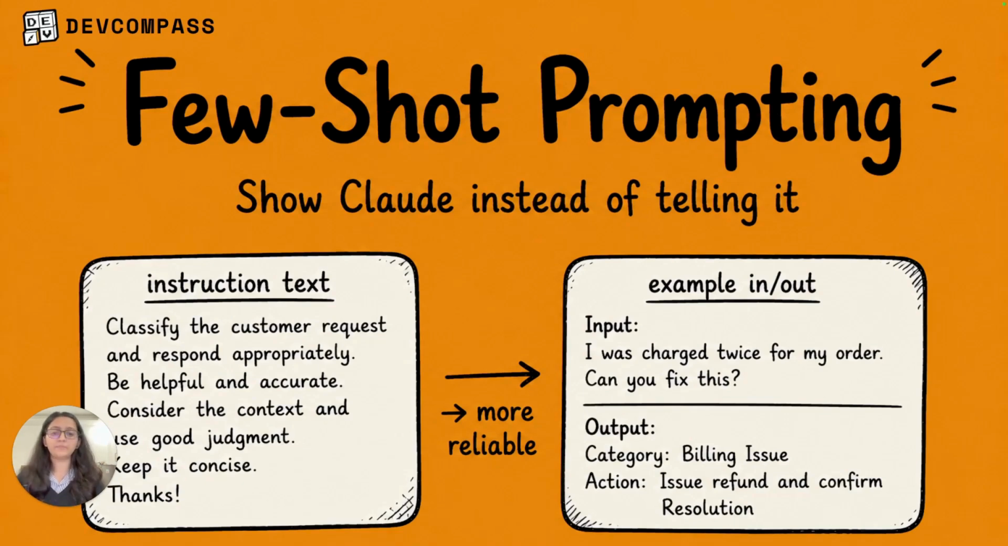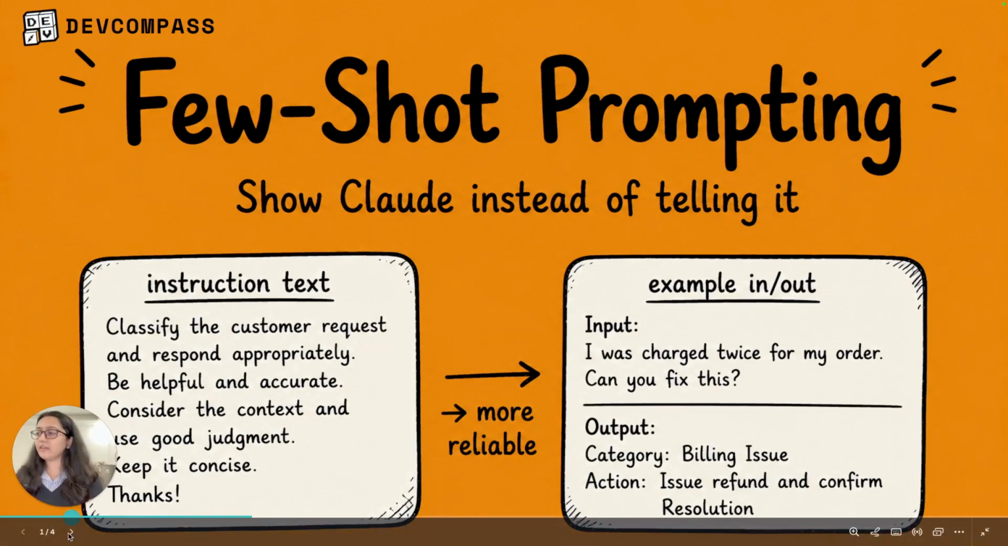So, few shot prompting. We don't need 10 examples, we don't need a training data set. One or two targeted examples that make the expected output concrete. This is particularly powerful for extraction tasks, classification, and anywhere Claude needs to match a specific format or style that's easier to demonstrate than to describe.